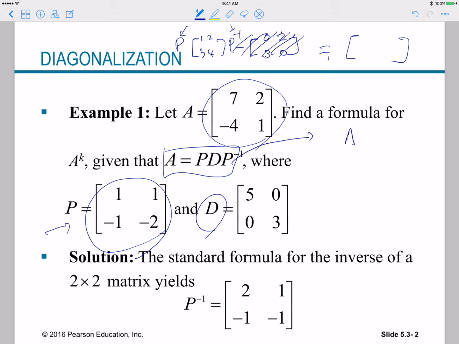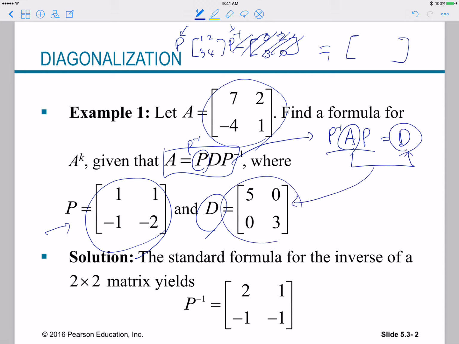We are given A, and then we can just multiply P inverse on the left, and P inverse and P will become D. So we transformed the input matrix A by using this similarity transformation so that the resulting matrix D is a diagonal matrix. You can easily verify this is true by plugging A, P, and D into this equation.